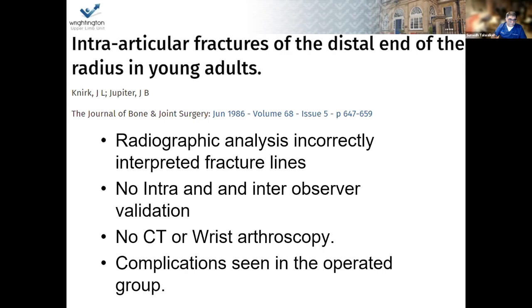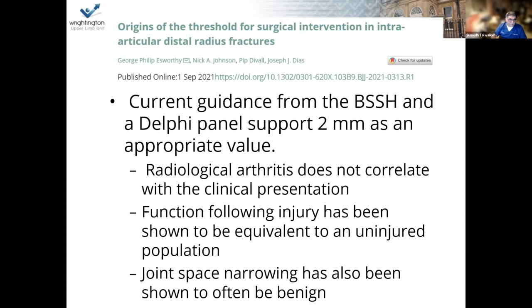And when you look carefully at the paper, complications were seen in the operated group. We still accept the 2 millimeter value as an appropriate value. And this is used quite often, not just in the wrist, but even in other joints. So for example, the tibia, whether it's correct or not, remains to be seen. There are other issues surrounding radiographic arthritis, radiological changes, which are not really supported in the literature in terms of narrowing occurring secondary to the presence of a step.